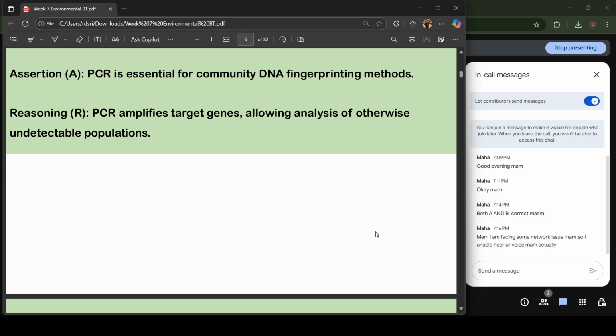And it is stated that PCR, polymerase chain reaction, is essential for community DNA fingerprinting. The reason is that PCR amplifies the target genes, allowing the analysis of otherwise undetectable populations. So here comes the concept of culture dependent and culture independent molecular techniques.